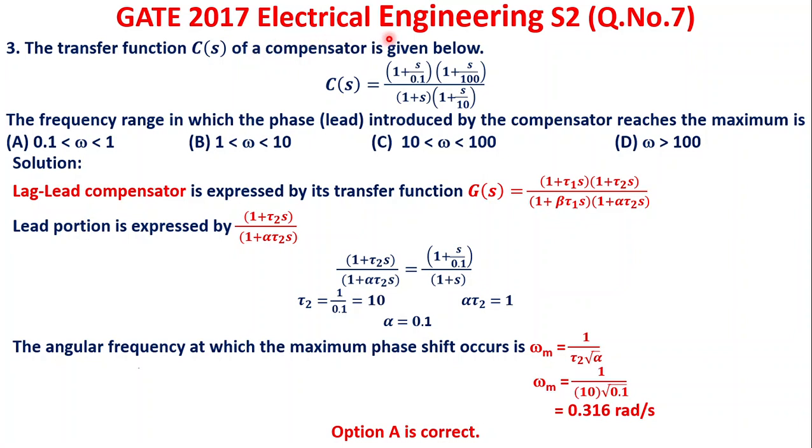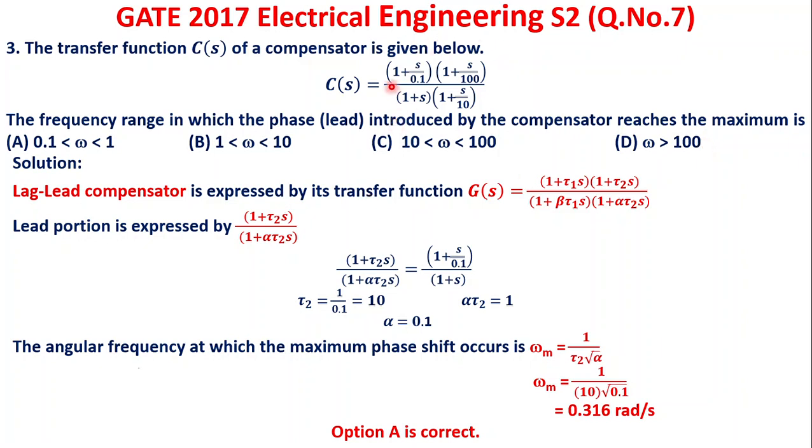Next question, taken from GATE 2017 Electrical Engineering, set 2, question number 7. The transfer function of a compensator is given below. The frequency range in which the phase lead introduced by the compensator reaches the maximum is asked, with 4 options given. So instead of giving the exact value of the frequency at which the maximum phase lead occurs, they have given the frequency range, that's all.